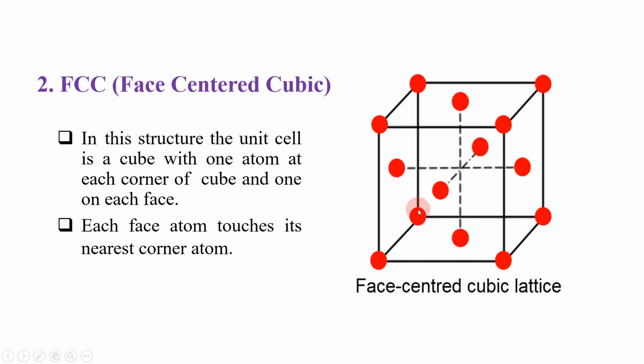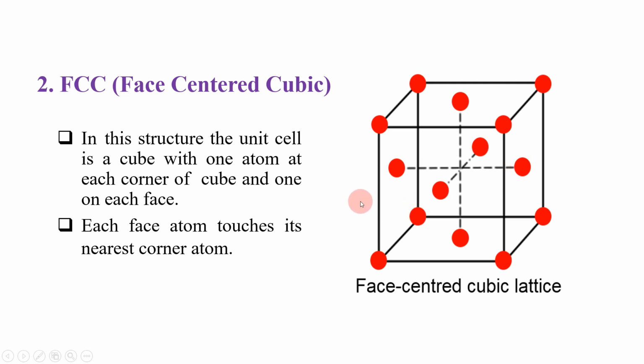Okay, then the next condition is one atom on each face of a cube. Now see, these are the faces. This is the first face of the cube, this is the second face, this is the third face, and this is the fourth. On each face it contains atoms. It means FCC is a crystal structure which contains an atom on each corner of a cube as well as an atom on each face of a cube.